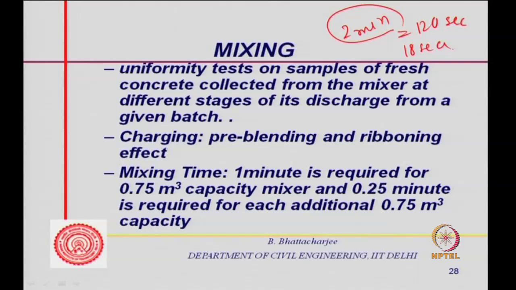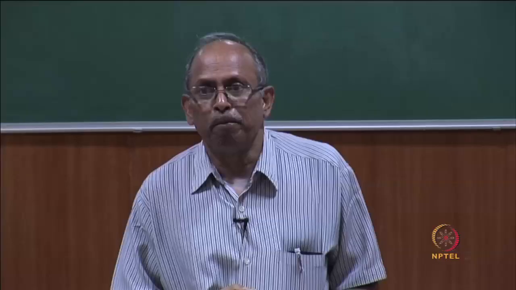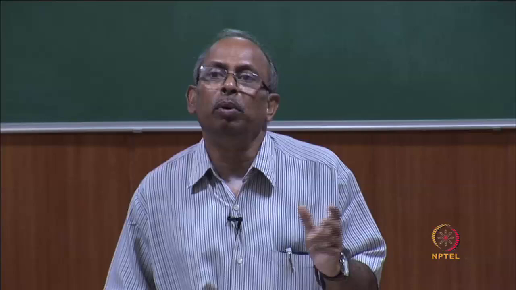Similarly, I can take from the next 15% or next 20%. Now, the next 15% would be from 19 to 36 seconds, or I can take from the last 15%, which will be 102 seconds to 120 seconds. So, I can go on taking samples at different times of the discharge and measure their properties. Through this I will be able to do a uniformity test, and I will test several things. I will just talk about that in a minute.